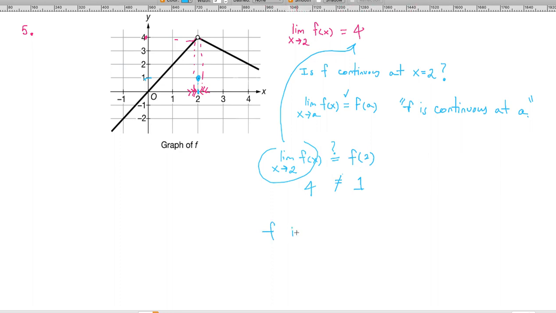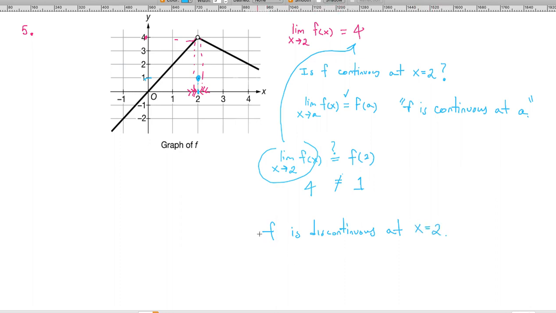So then this means that f is discontinuous at x equals 2. And I could even ask a further follow-up question.